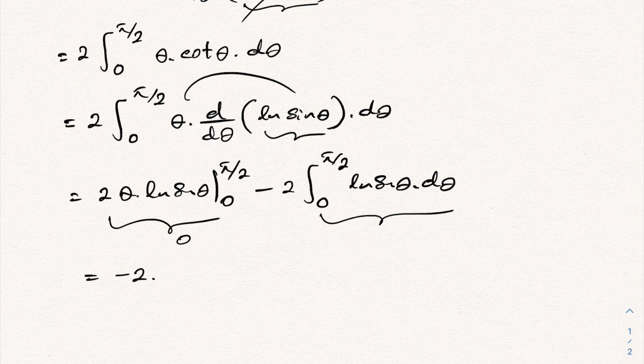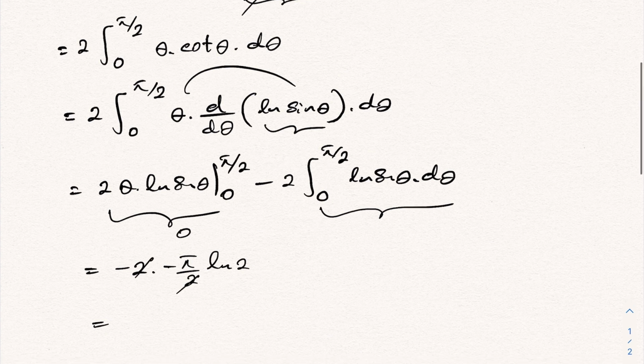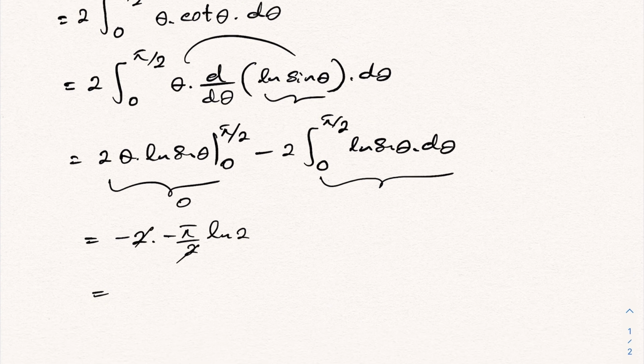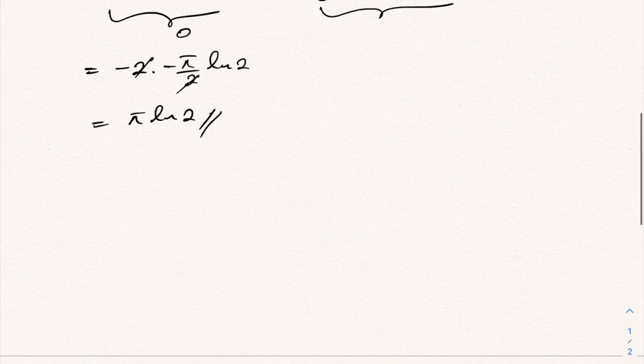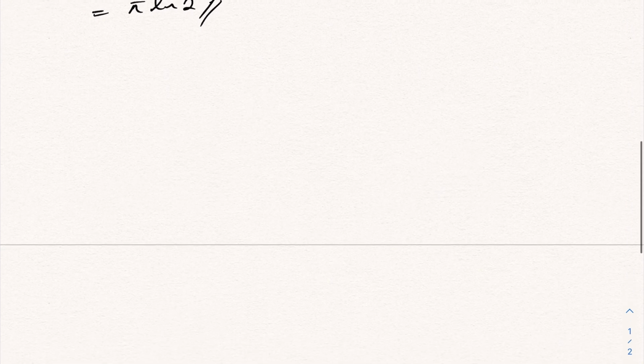So we know this integral is equal to minus pi over 2 times natural log of 2, then we know these 2 get cancelled, minus minus, we know plus, so we have pi times natural log of 2. Okay, this is the answer for the first integral. Well, then we are going to evaluate our second integral.